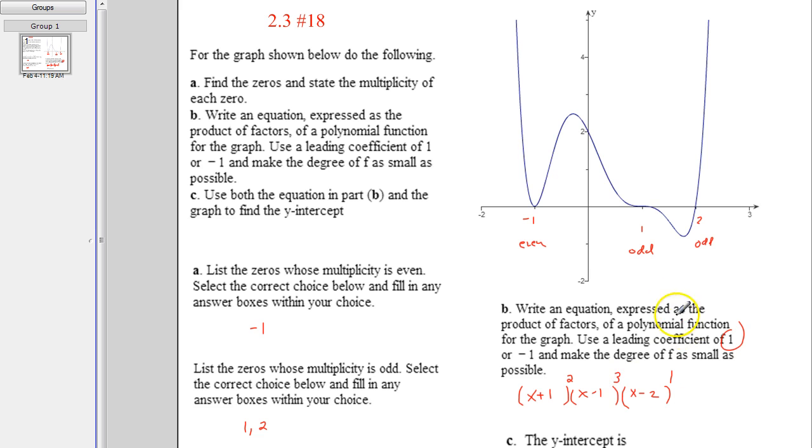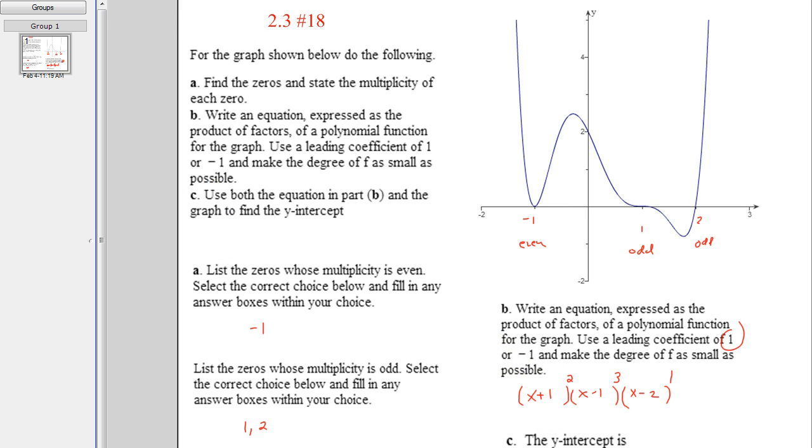So that's how you know what power to pick with these. If it flattens out, pick a bigger odd number. If it turns and touches, pick an even number. If it turned and touched like this, if it flattened out a lot further here, then I would pick a bigger even number. But it didn't. It turned and touched and rapidly turned around, so I just picked 2.